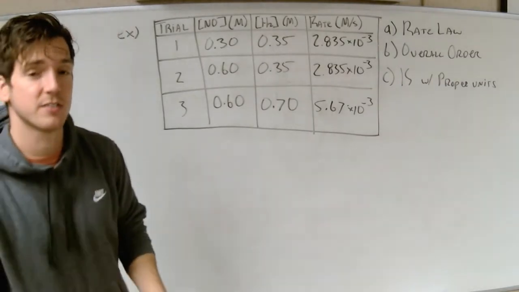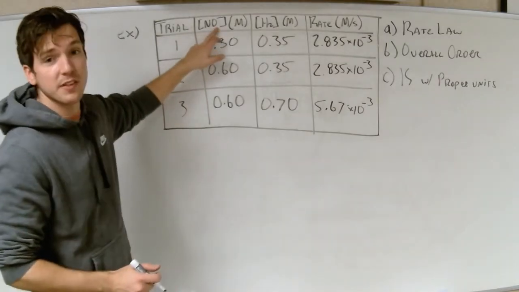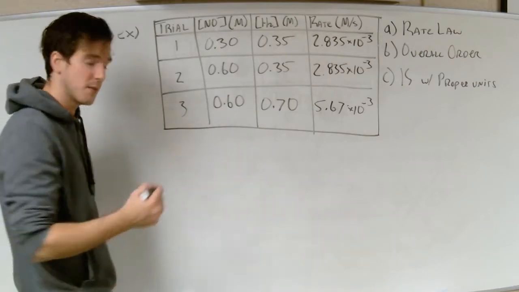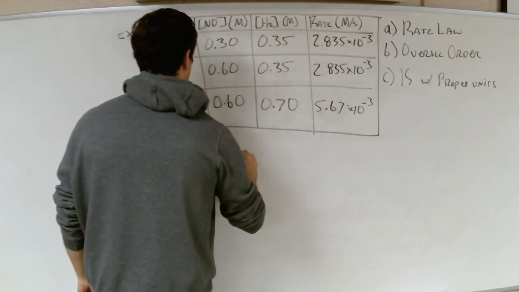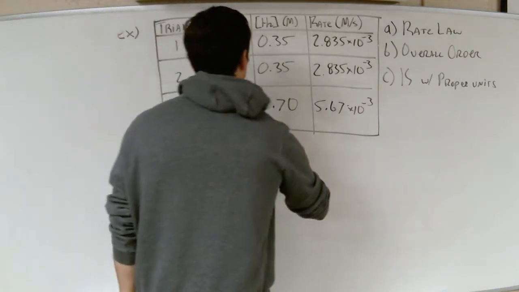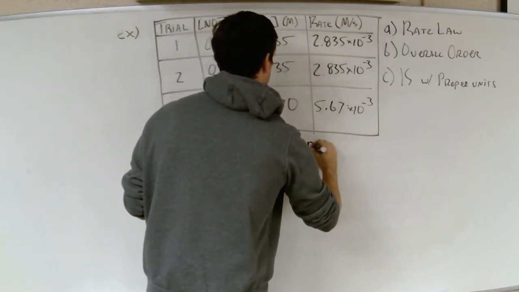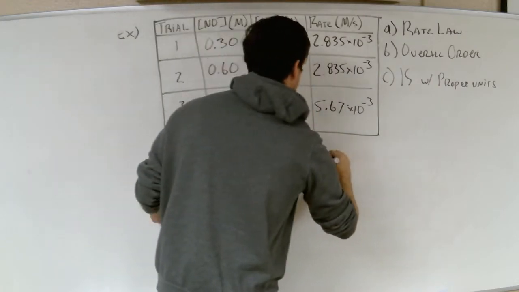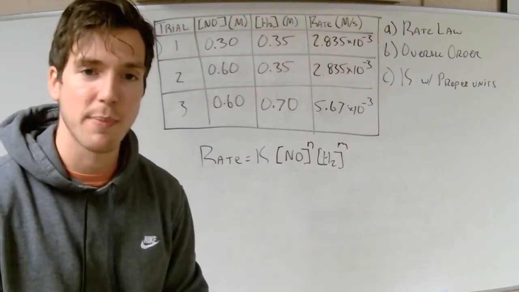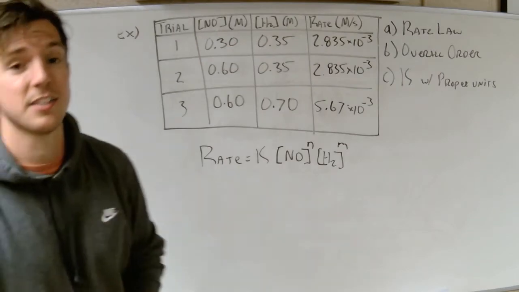Now notice in this example that we are no longer dealing with just the obscure chemicals A and B. We are dealing with nitrogen monoxide and hydrogen gas. So when we write the baseline for our rate law, we are no longer doing rate equals k times A times B. It's going to be rate equals k times NO to the N and H2 to the M. Okay, make sure that if they give you an actual compound, you are using that actual compound in your rate law.